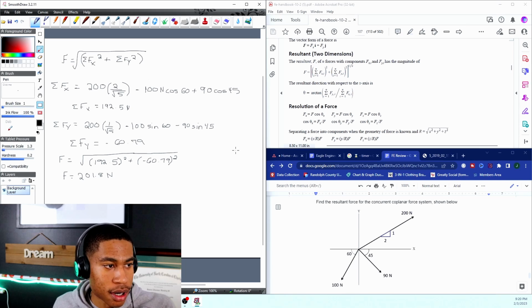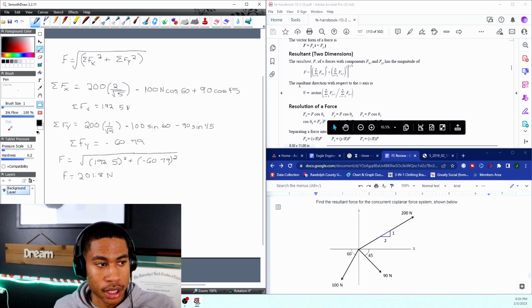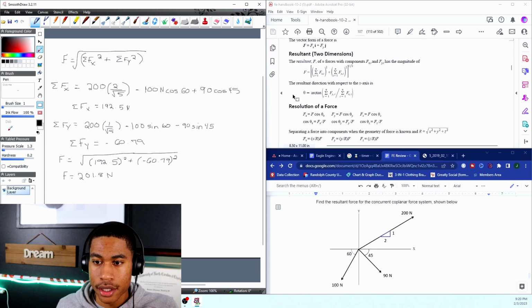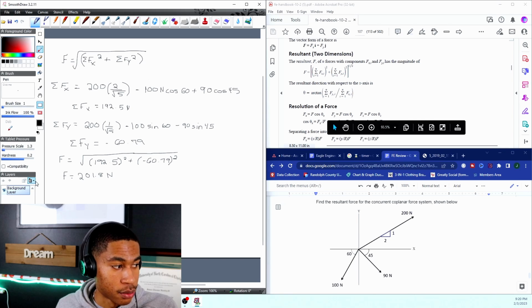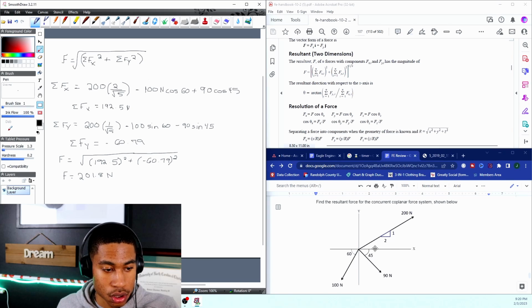The second part to this problem is making sure that you know the direction, because they could very well ask you the direction for this. So to get the direction of this resultant force with respect to the x, right, after all these forces are coming in all these different directions, what is the result? What angle is that going to create as a result? And so that's the direction.